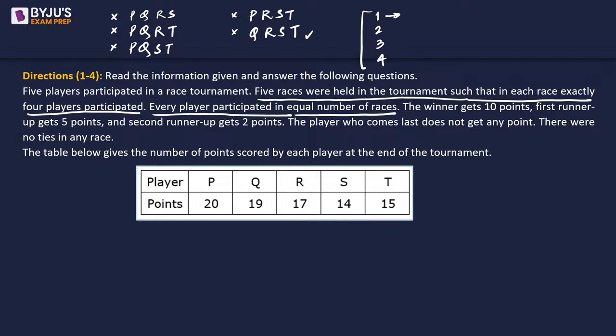The winner, whoever comes first, gets 10 points. First runner up, that is the one who came second, gets 5 points. Second runner up gets 2 points, that is the one who came third. And the player who comes last does not get any point. That person will get nothing. There were no ties in any race. Okay, that is, no 2 people will get 2 points in the same race or 5 points in the same race.